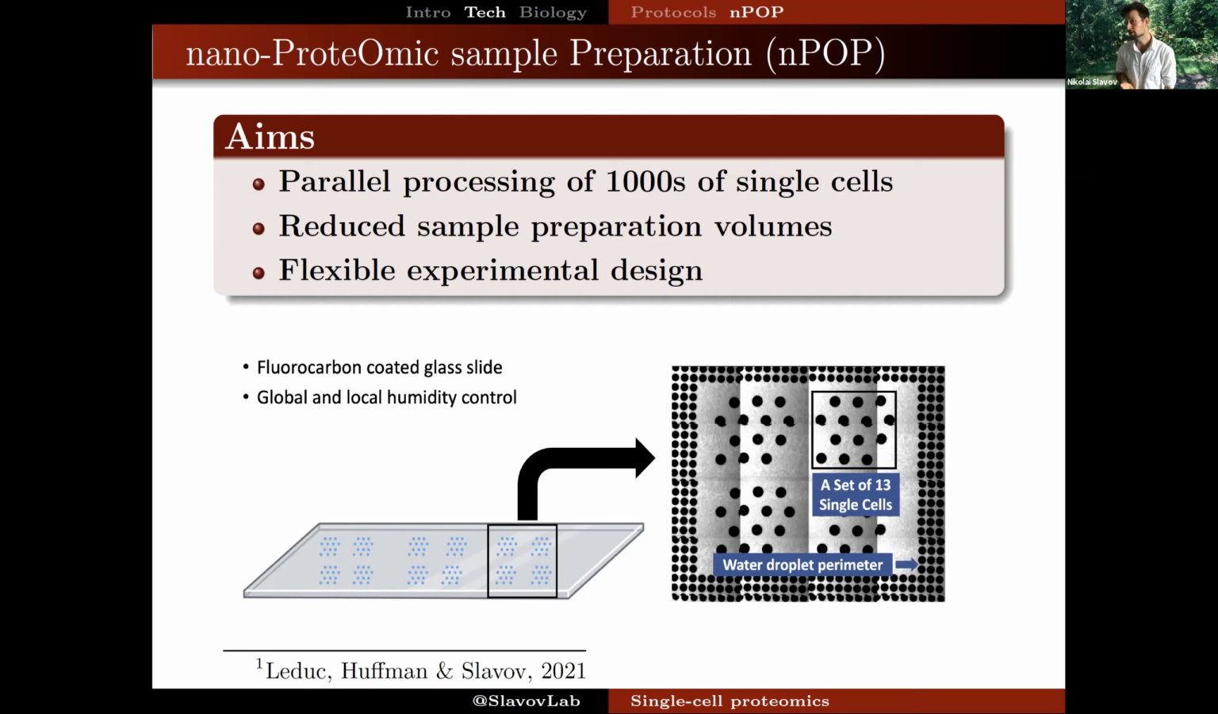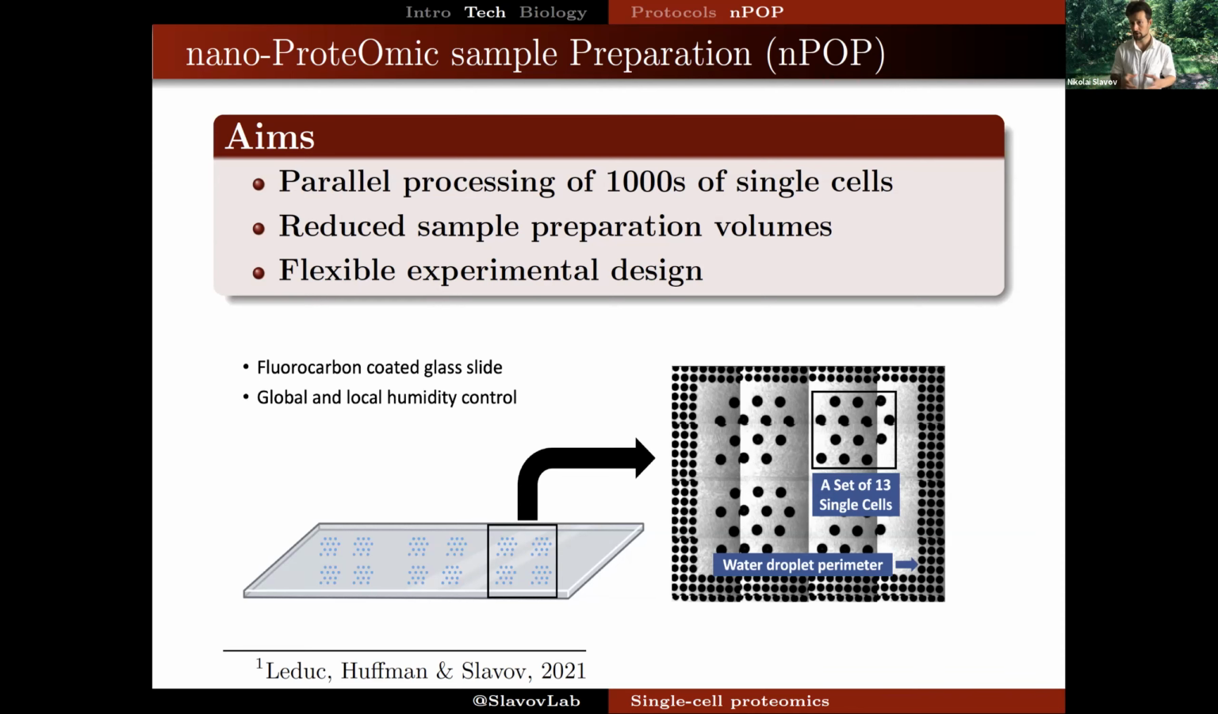We wanted to reduce the volumes so that we have to add less chemicals and therefore less contamination. We can potentially reduce losses of the proteins. And we wanted this design to be completely flexible so that it can be used for a lot of different experiments. And the basic idea behind what Andrew did was to do all of the sample prep in droplets on the surface of fluorocarbon-coated glass slides.